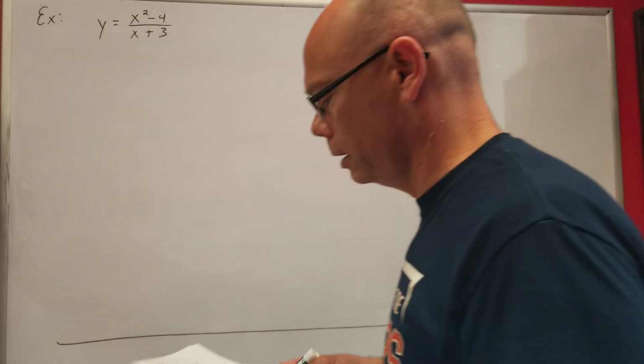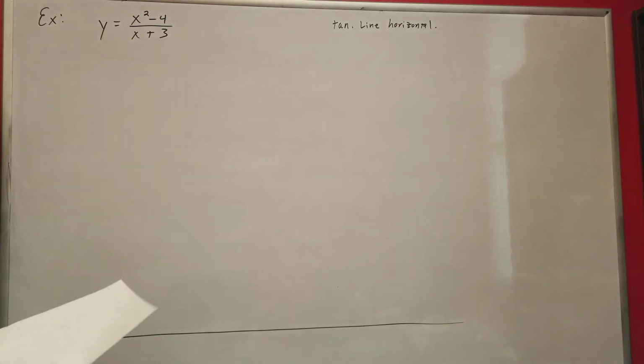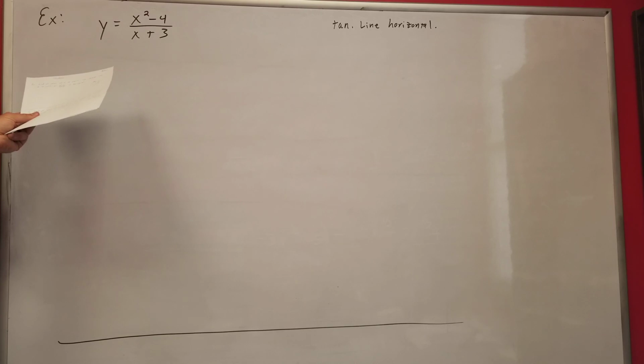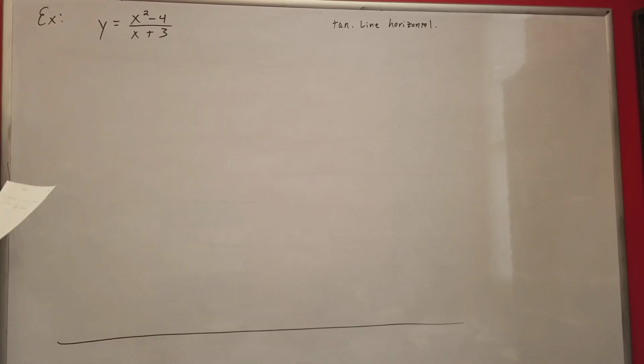Let's look at our second video. Okay, we're going to skip the example where we find dy over dx where x is equal to 1. We're going to go to the next example. Find all values of x at which the tangent line to the curve y is equal to x squared minus 4 over x plus 3 is horizontal.